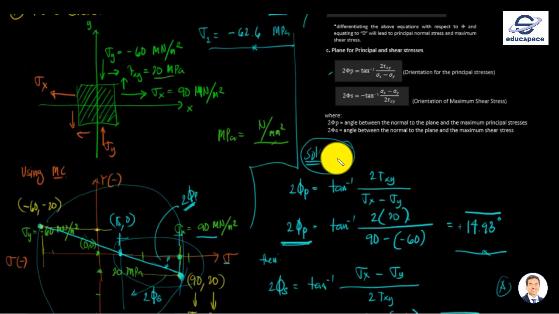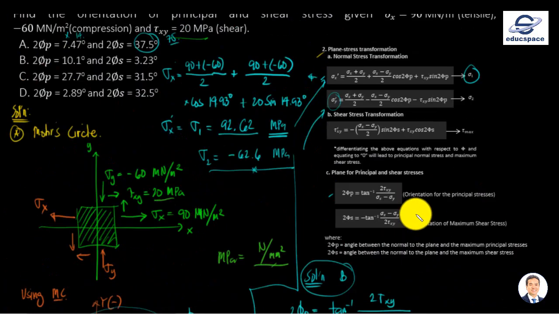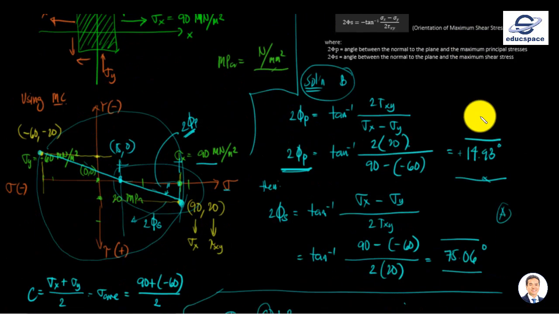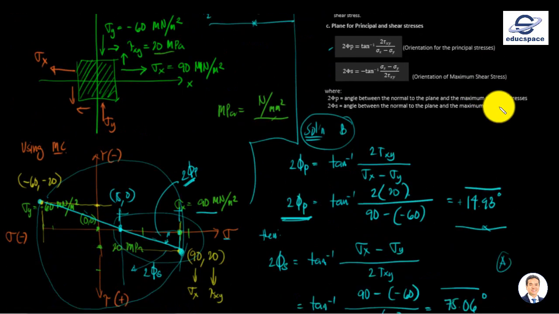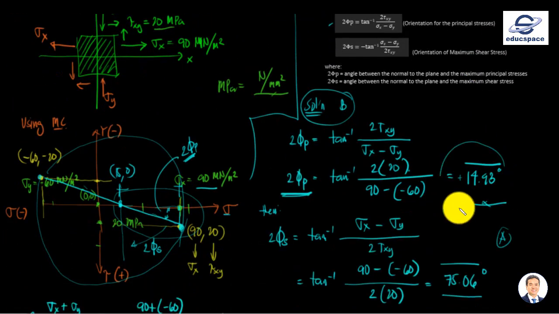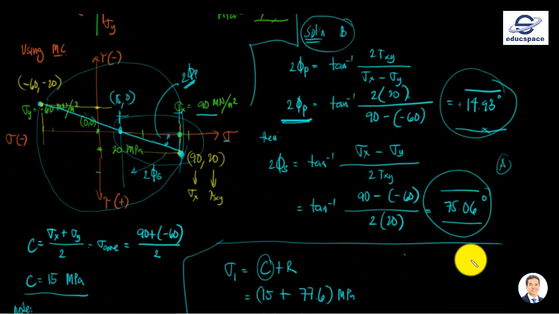So, this means that we can use the Mohr equation as well as yung plane stress transformation equations in order to solve for the maximum principal stress given the angles. Okay, so again, nagkaroon lang tayo ng detour in order to use this equation. Pero ang pinakasagot dito is yung 14.93 and then 75.06. Okay, so the answer here again is letter A.